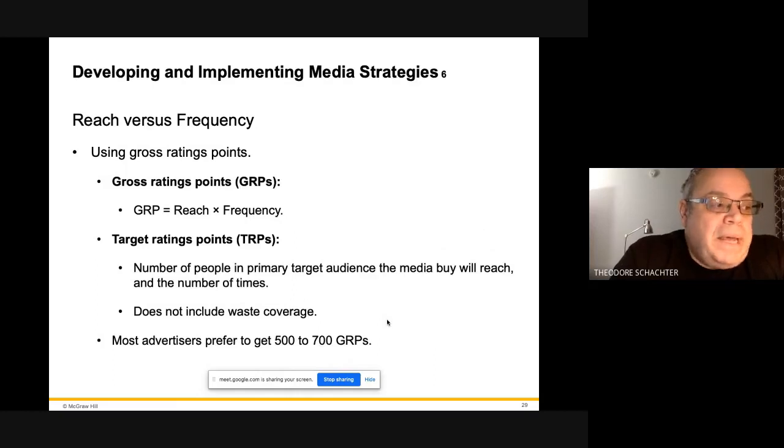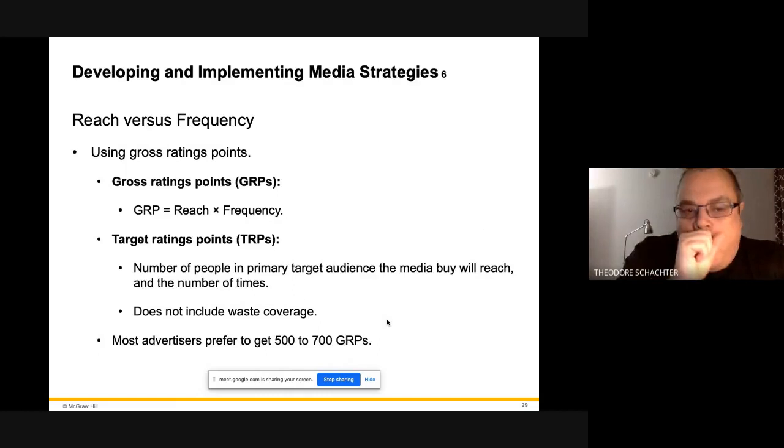M stands for mille, which means 1,000. Don't ask me why it's not CPT, cost per thousand, but it just isn't. So we buy media in print, not newspaper, but print, we pay on a cost per thousand.